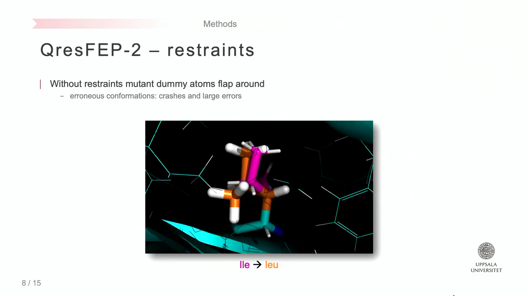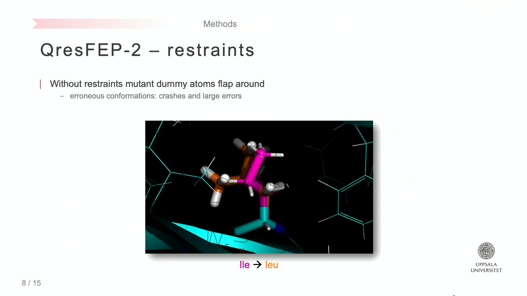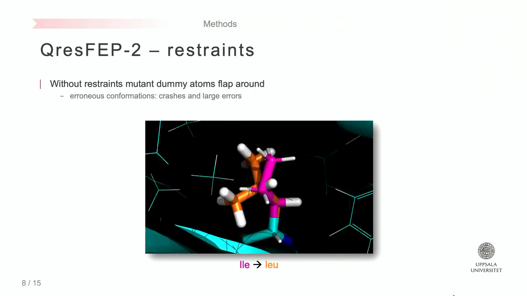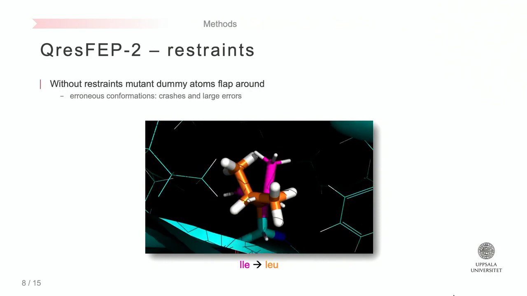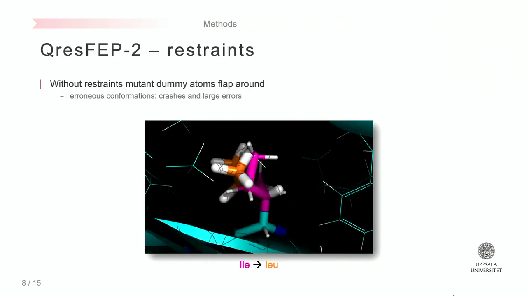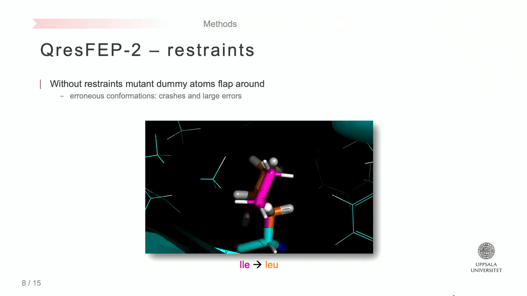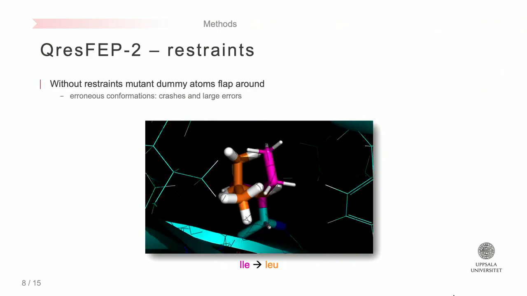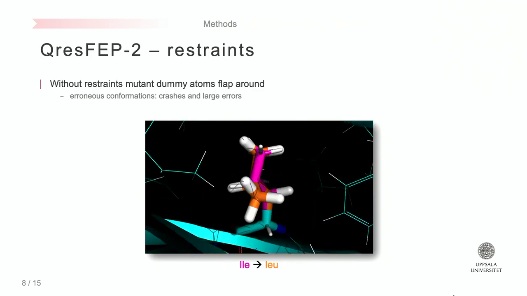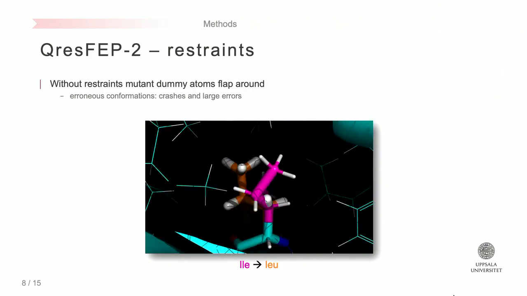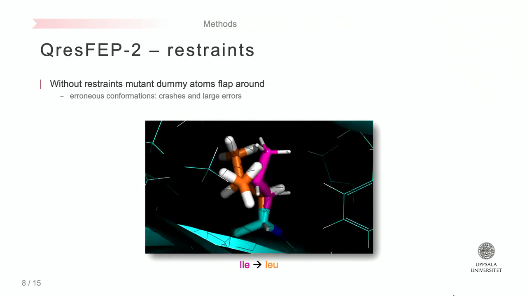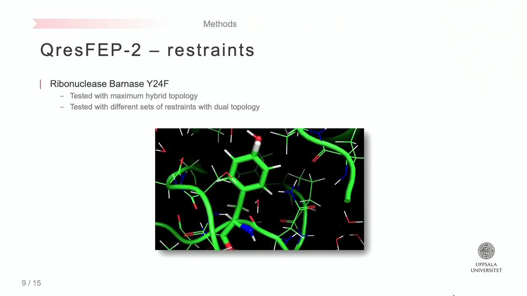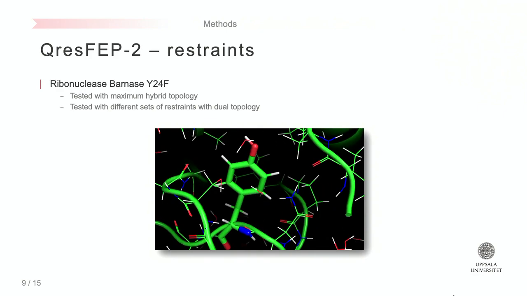Here I have a clip of a random isoleucine to leucine mutation, where you see the leucine atoms, which are now fully dummy, so they don't experience the surroundings. And you see that the orange atoms are flapping around quite a lot. In the next lambda window, they would be turned on, possibly in a very erroneous conformation, which is not actually the mutant conformation that you should be looking for. We encountered that this leads to both crashes, as well as large errors between separate replicates. So we try to investigate this in a more systematic manner.